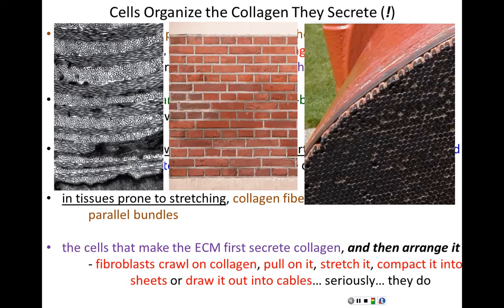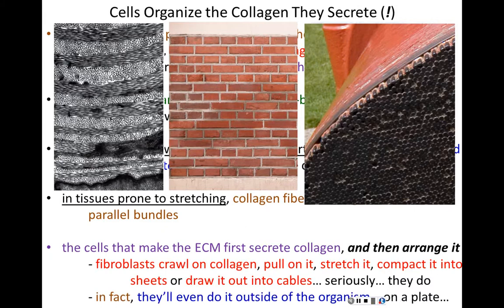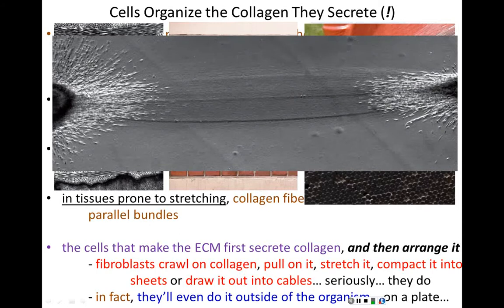Amazing. In fact, they're so pre-programmed to do it that you can get them to do it outside of the body. What you see here in this diagram are two fibroblast cells on either side of the field of view. They're growing on a plate that is loaded with loose, random collagen fibers. If you look closely, you can see what looks like a linear wave, almost like a band that's connecting these two cells. These are collagen proteins that these two cells have arranged into a linear pattern. They're starting to arrange it into a collagen cable.